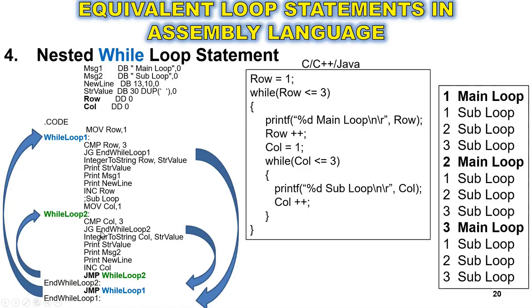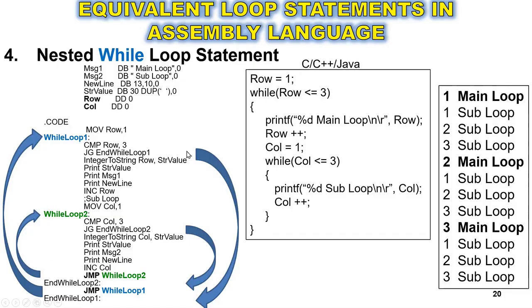When this sub loop finishes repeating 3 times, the CPU will move to the next command, which is the unconditional jump, JMP while loop 1, and the CPU will jump again to the beginning start of our main loop, the label while loop 1, and again it will compare the present value of row containing 2 with that 3, and then jump if it is greater than to that label end while loop.